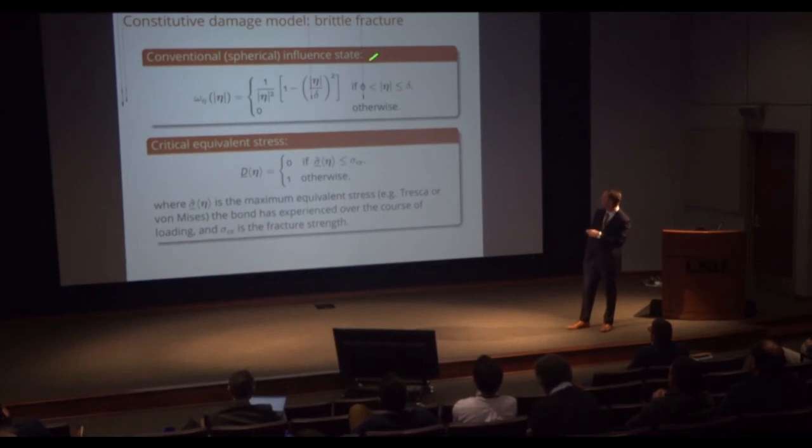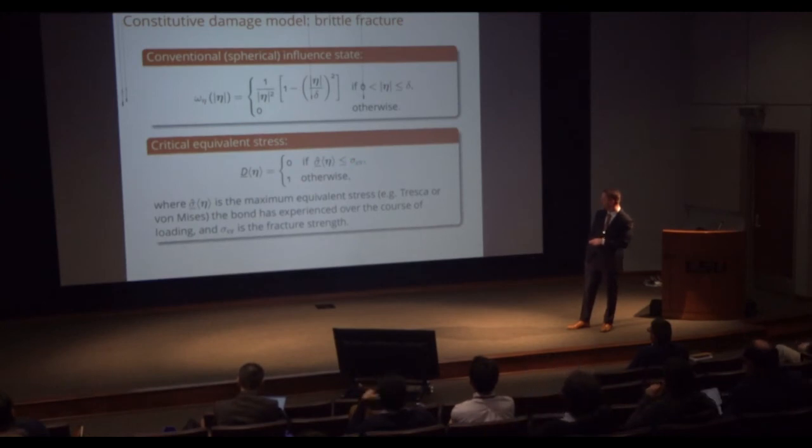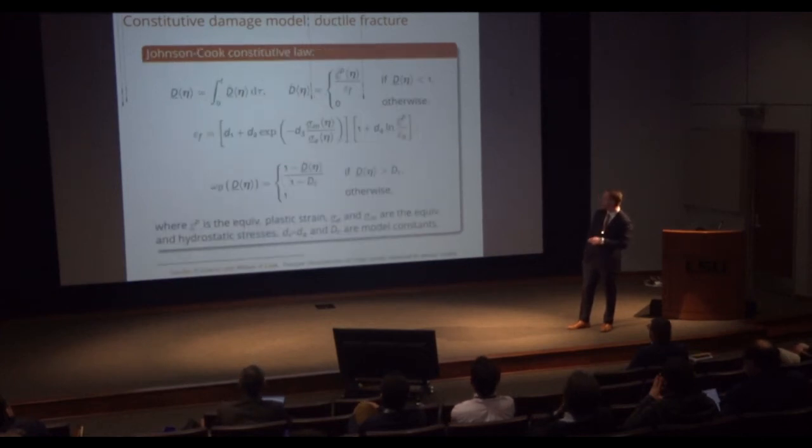Here's an example for brittle fracture, just one example to show how it would work. If you had some equivalent stress defined, the maximum equivalent stress via Tresca or von Mises criteria, once that exceeds some critical stress, you can just set this parameter to zero. Otherwise, it's one. This is like bond breakage in the classical critical stretch type of thing. But you can also do something for ductile fracture, for example, use the Johnson-Cook model.